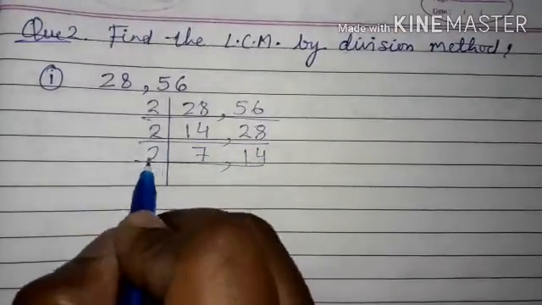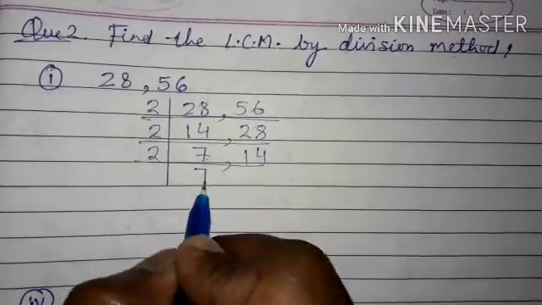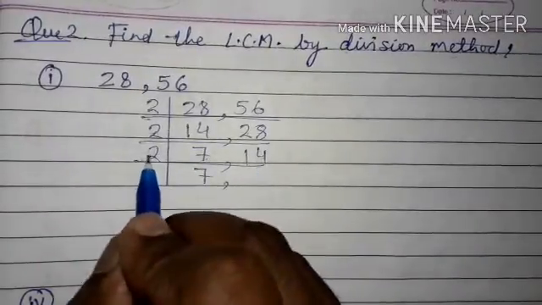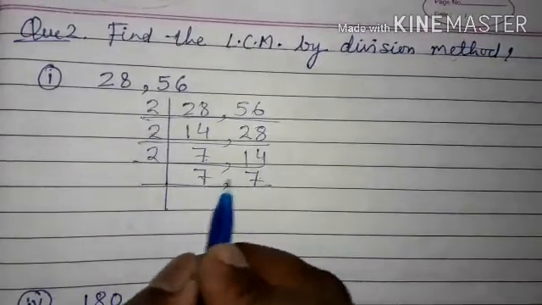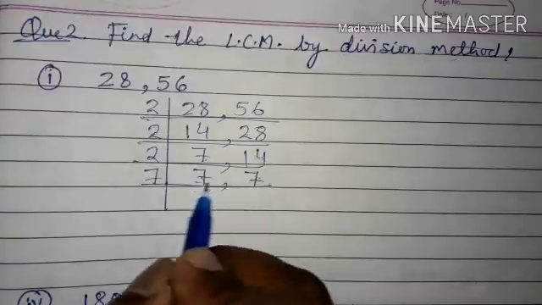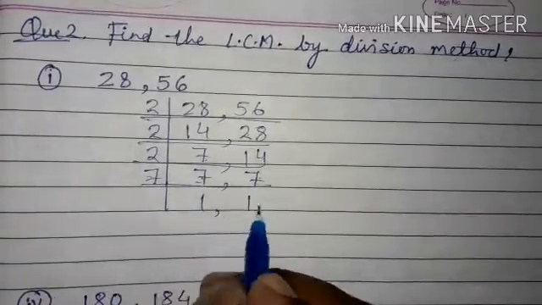Now again it will divide by 2. 7 will not divide by 2, we have to write 7. And 14 will divide by 2. How many times? 7 times. Now it will divide by 7. This number will divide by 7. 7 1 ja 7. 7 1 ja 7.